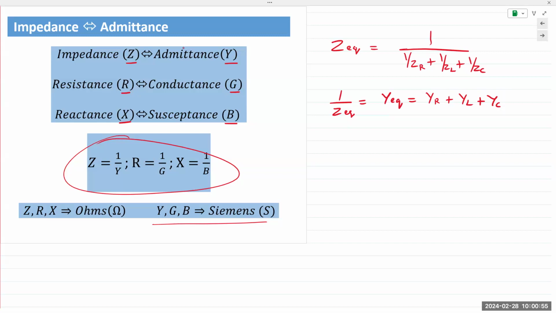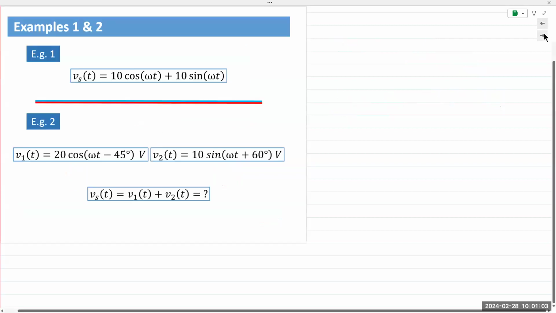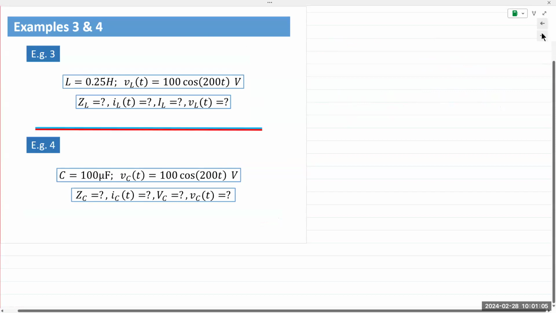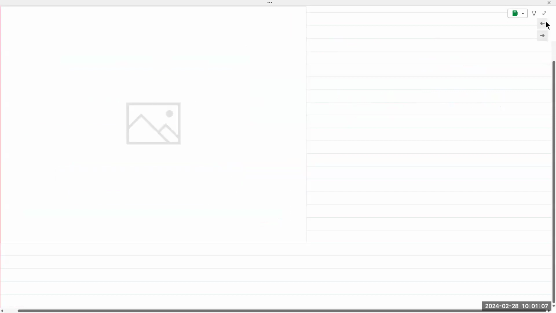All right, we'll end class here today. Next class is all about example problems. We'll solve example problems 1, 2, 3, 4, and 5.